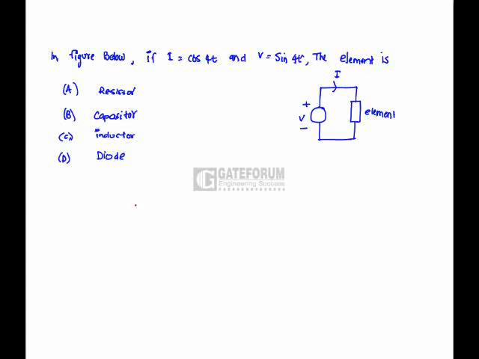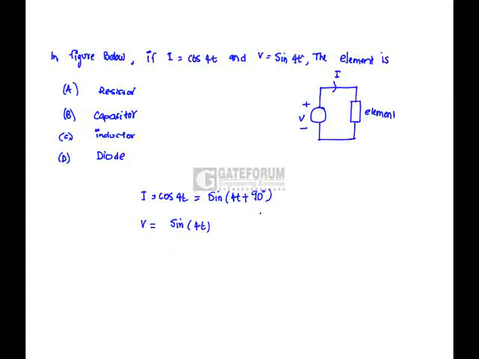Question is, in the figure below, if I equals cos 40 and V equals sin 40, the element is... See, I is cos 40, which we can write as sin of 40 plus 90 degrees. Here V is sin 40. The angle between V and I means the current leads the voltage by 90 degrees.